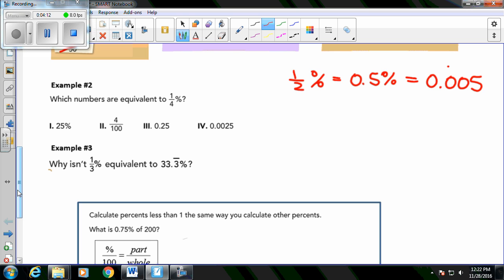So let's look at this here. Which numbers are equivalent to 1/4 of a percent? I showed you a couple of different ways to find equivalences, so what I'd like you to do is do that, and then we will come back.